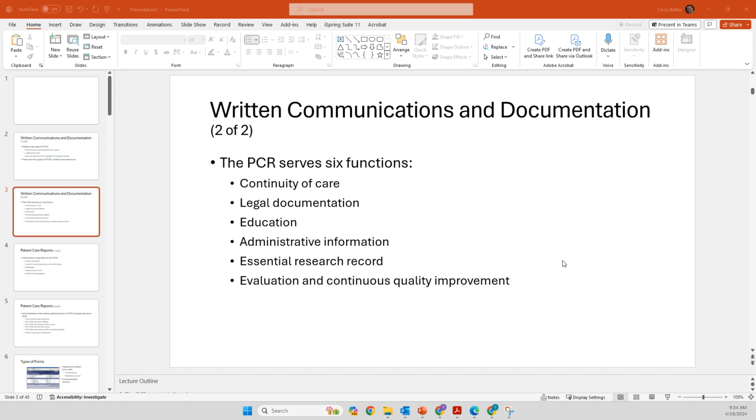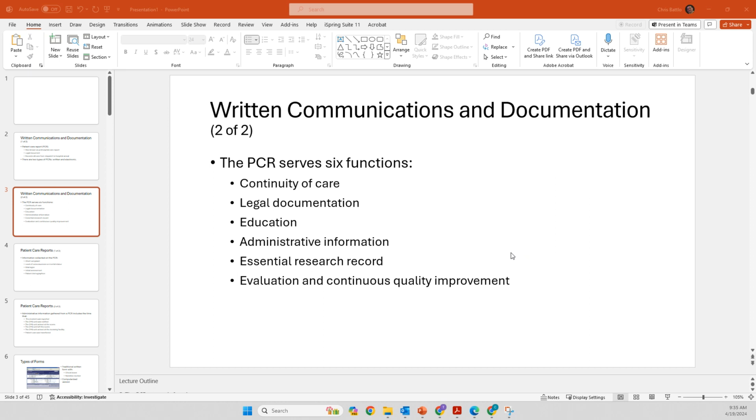Six functions of a PCR, and you may see this again. Continuity of care. It shows that you picked up a patient, you assessed a patient, you cared for a patient, you documented what you saw, what you heard, what you smelled, what you did, and then you rolled that right into the report that you gave the hospital. It shows no break in care of that patient from the time we pick them up until the time we deliver them where they need to go.